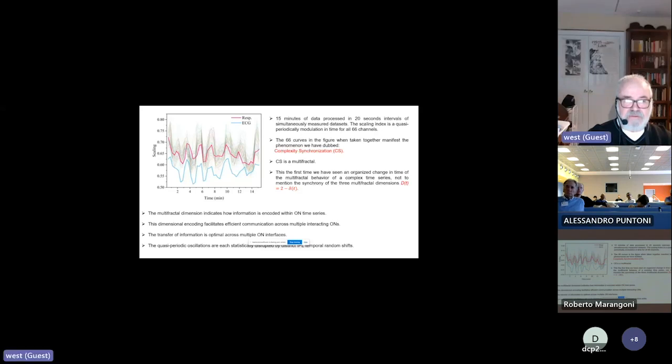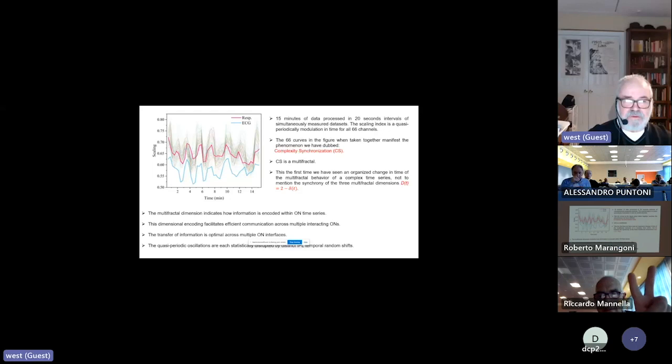I'll give you a chance for that to sink in. What we're talking about is, for these, say the EEG, take one channel of the EEG, that erratic looking signal, fractal dimension, and that's the coded information from that organ network. This dimensional encoding facilitates efficient communication across multiple interacting organ networks.